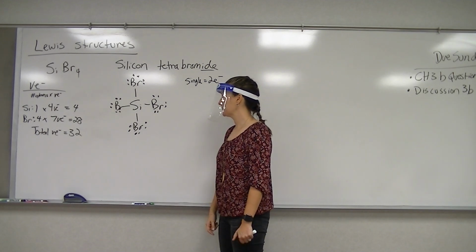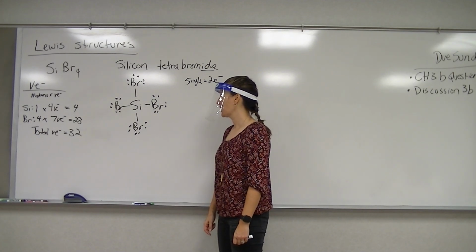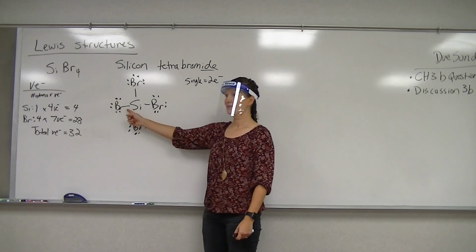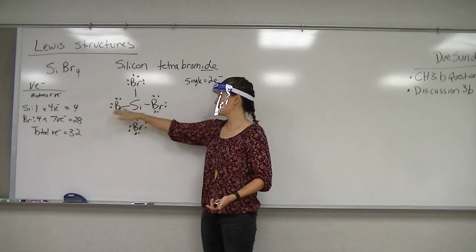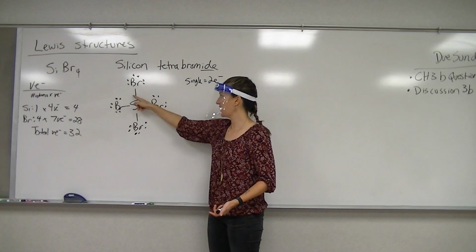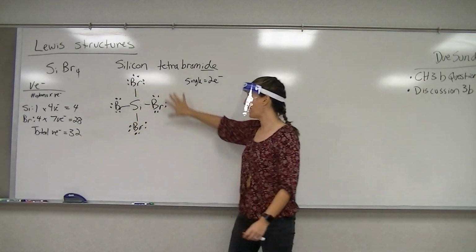Is silicon happy right now? No. Well, yes. It has 8. Yes, because the single bonds count as 2 each. They're sharing them. It's not just bromines, it's both of theirs. So 2, 4, 6, 8. Silicon has 8 too. So now everybody's happy.